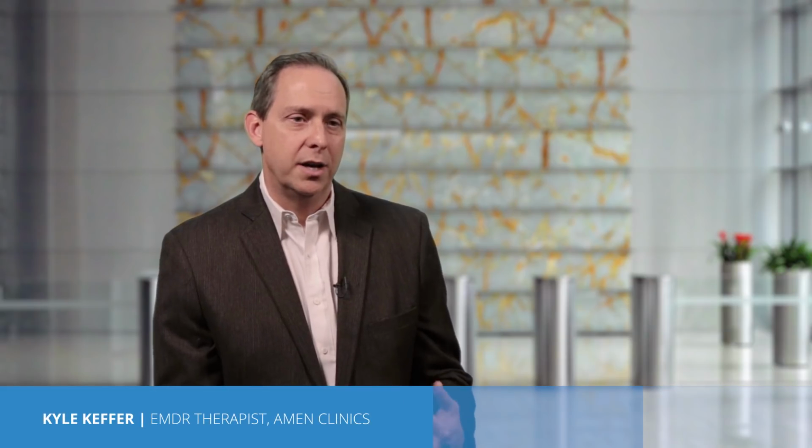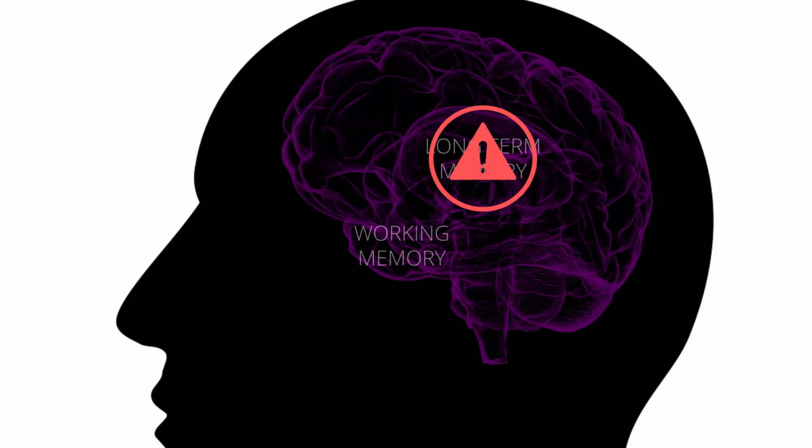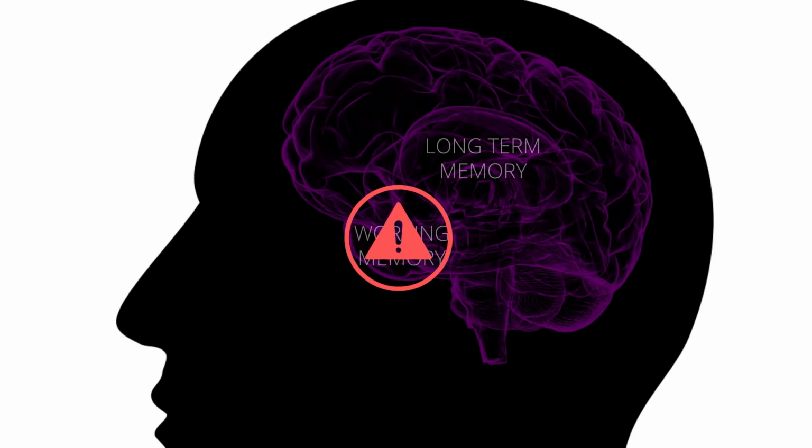EMDR allows us to process the negative beliefs that we have internalized as a result of some situation or event in our life. Through EMDR, it allows us to process those memories and make them less traumatic. EMDR takes that biologically stored memory out of long-term memory, puts it in working memory, and brings it up now with all the components of the memory, which are the sensory components.